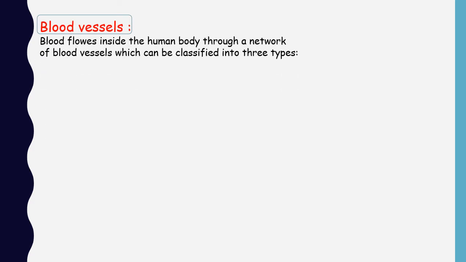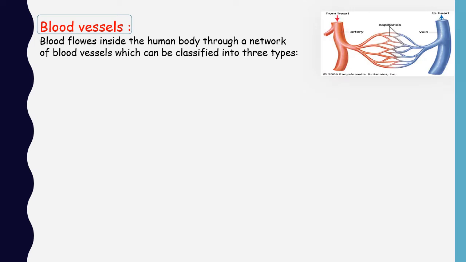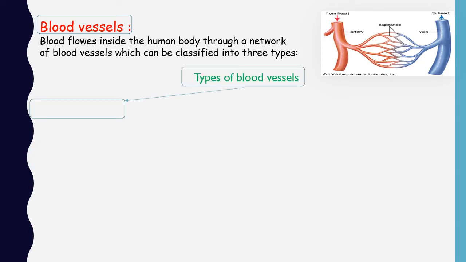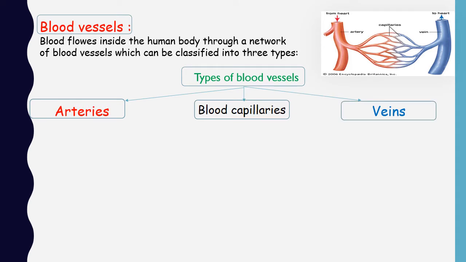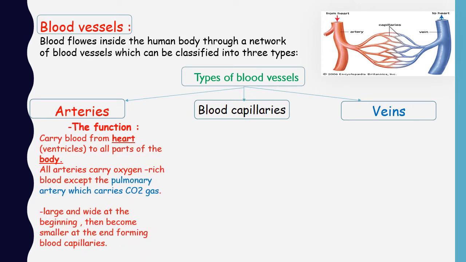Blood flows inside the human body through a network of blood vessels, which can be classified into 3 types: arteries, veins, and blood capillaries. Ms. Rasha said the blood will leave the heart through arteries. So, arteries are blood vessels which carry the blood from the heart to all the body cells. Let's see, what's the function of arteries?